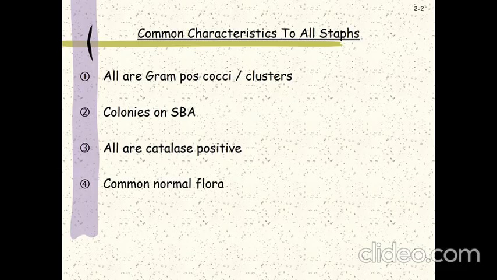Now the last point here, point number 4, that is a common characteristic to all staphs, is that these are common normal flora, found all over the body, all throughout the body. But I do want you to add a note that there are 2 places where they are not found as normal flora. And that's in the vagina and in the small intestines. It's not in the small intestines due to the presence of bile in there, which will inhibit Staphylococcus.